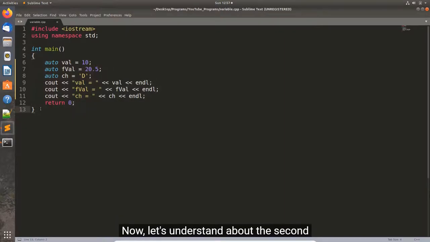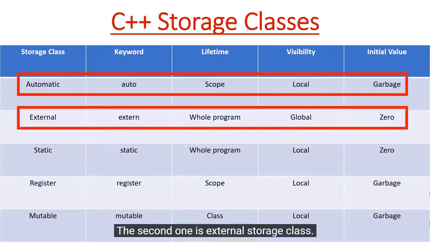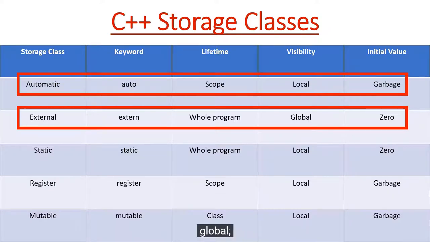Now let's understand the second storage class. Okay, the second one is the external storage class. The keyword we need to write here is extern, and the lifetime is the whole program. That means as soon as the program runs, this variable will be created and it will be available until the program gets terminated. The visibility is global and the initial value is 0. Let's understand about this practically.